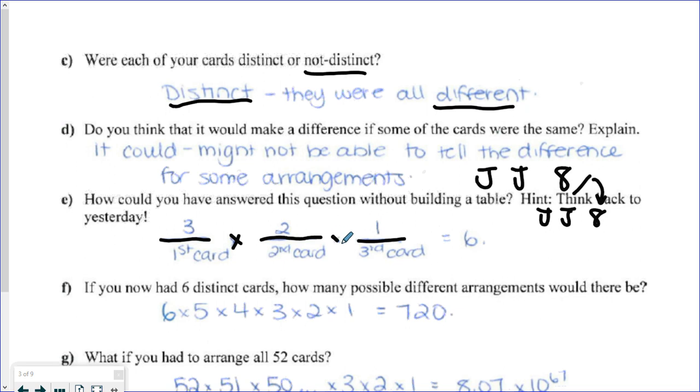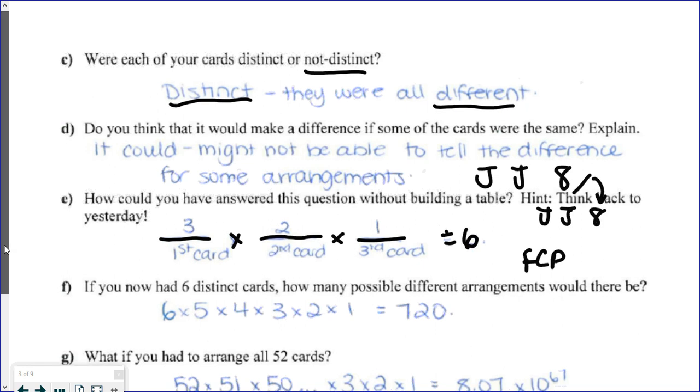cards can be. And the first card, it can be any of the 3 cards. The second card can't be the one that we put in the first position. We can't have that same card in 2 places. So there's only 2 options of what card can go there. And the third card has to be whatever the leftover is, so multiplied by 1. So that gets us to our 6 arrangements that we saw both with the table and now using our fundamental counting principle in order to figure it out.